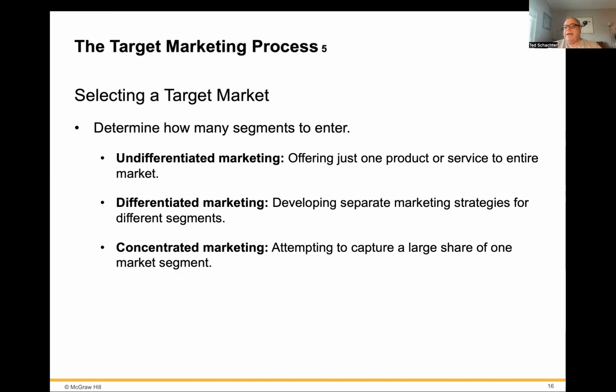So all the ads are in English. There's no ads for any ethnic groups. There's no ads for any religious groups. There's no ads for anything else. Okay, no genders, no nothing. Just one ad for everybody. One product for everybody. That's called undifferentiated. It's also known as mass marketing.